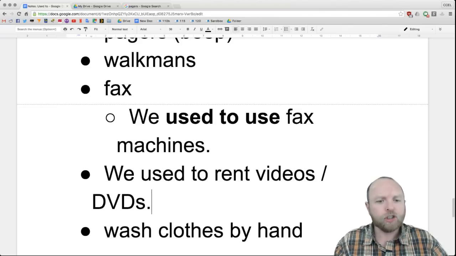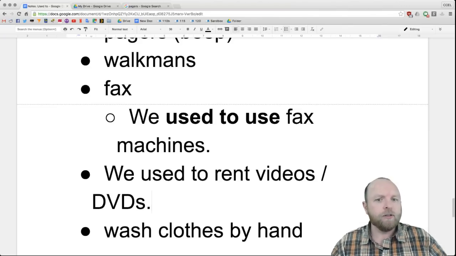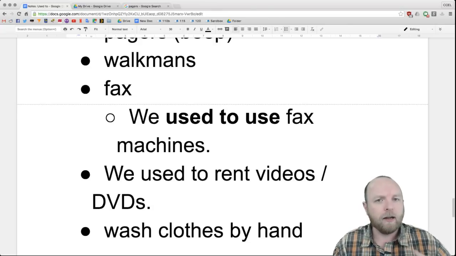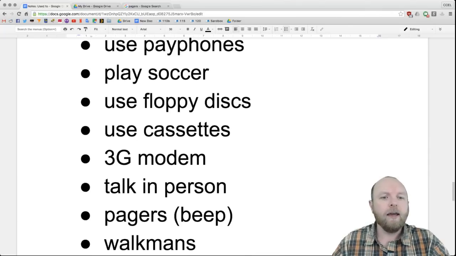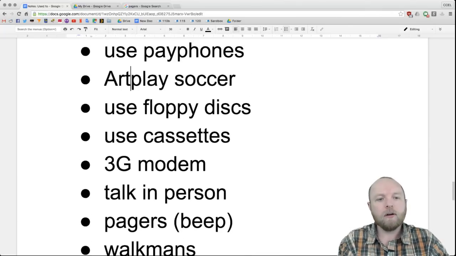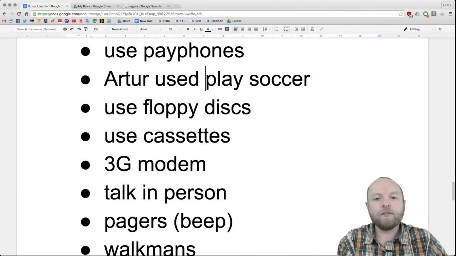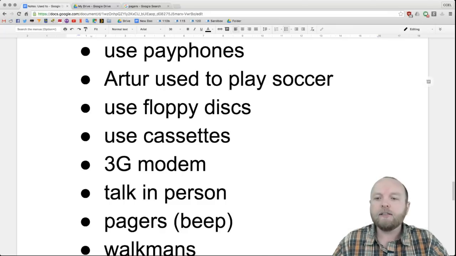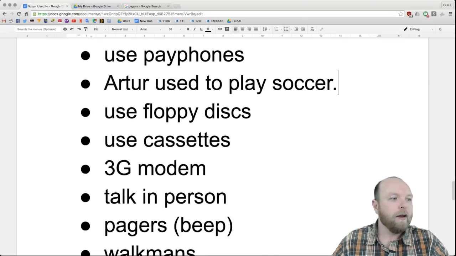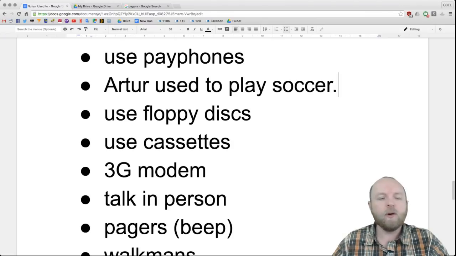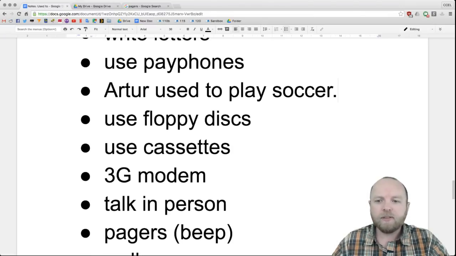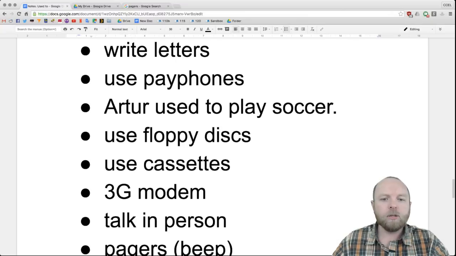Show me that you understand the meaning of used to. Just write some examples for me, okay? And I'm going to keep looking at this list, okay? Arthur, my friend from Brazil, used to play soccer, right? Oh, elusive angel, your name is Rosie. Cool. Where are you from, Rosie? Please tell me. Arthur used to play soccer, right?